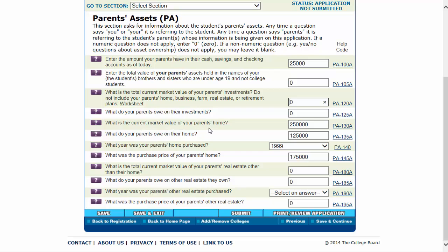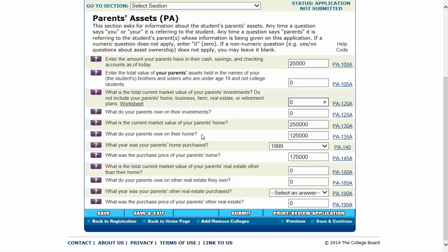So what is the current market value of your parents' home? And again, we're just asking for your best estimate of what the current market value is. There are websites that will help you estimate that current value, or looking at local sales in the region, you get an idea of the current value.